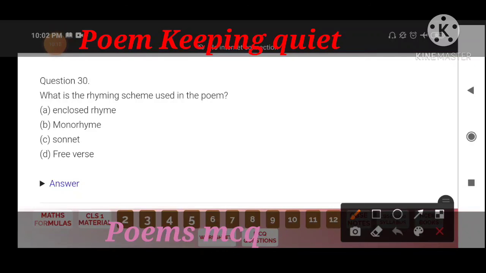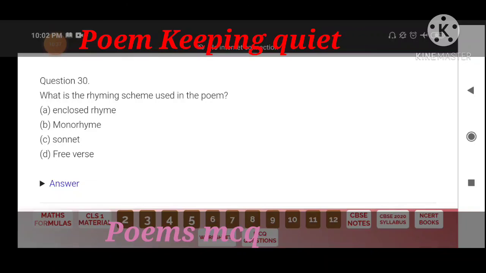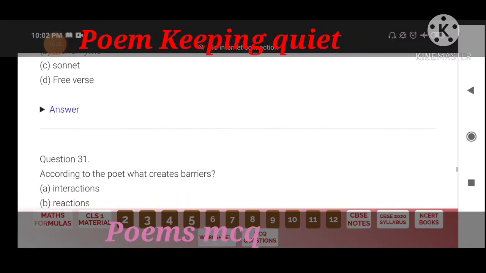What is the rhyming name used in poem? Enclosed rhyme, monorhyme, sonnet, or free verse? So here the answer will be free verse style. Also that Mother at 66 and Keeping Quiet both written in free verse.